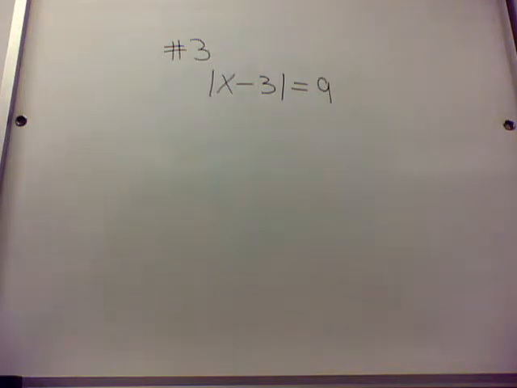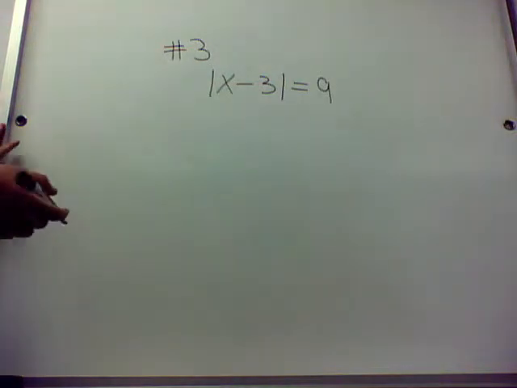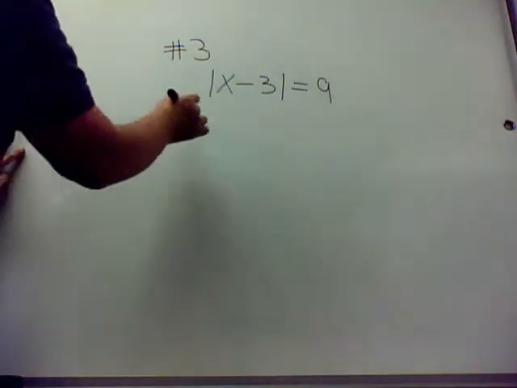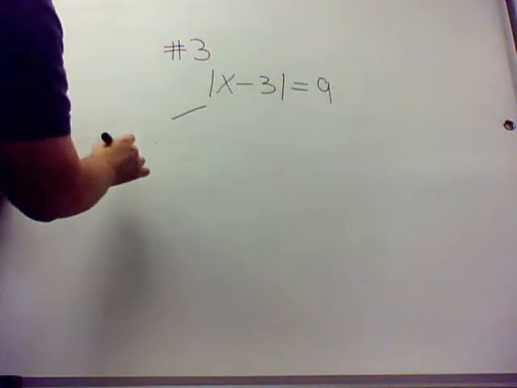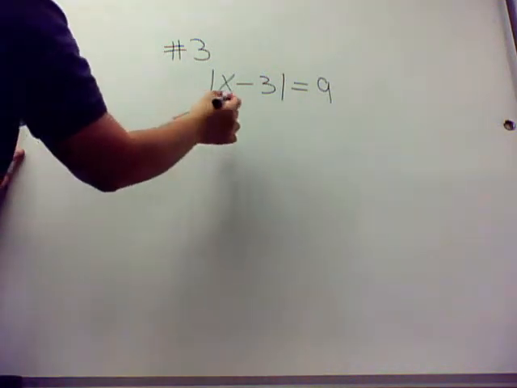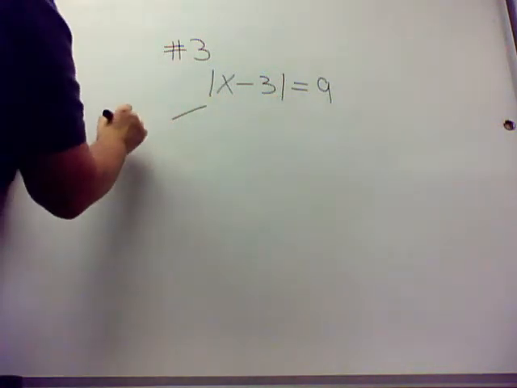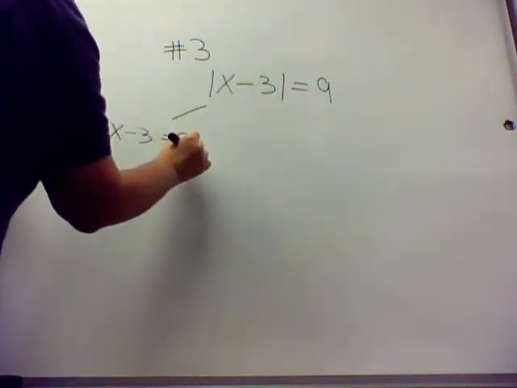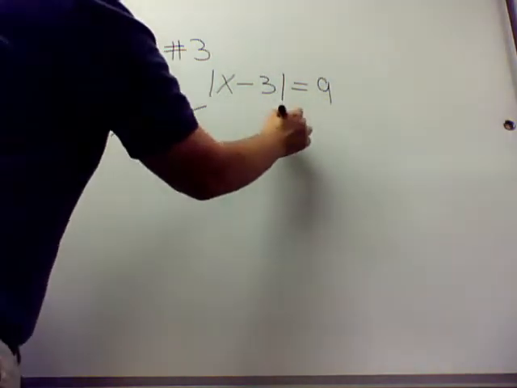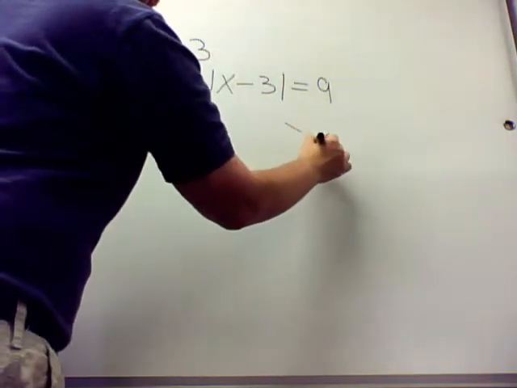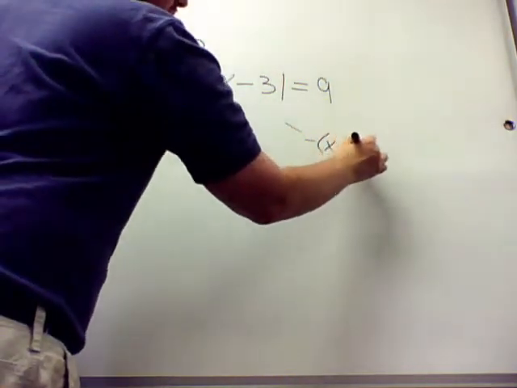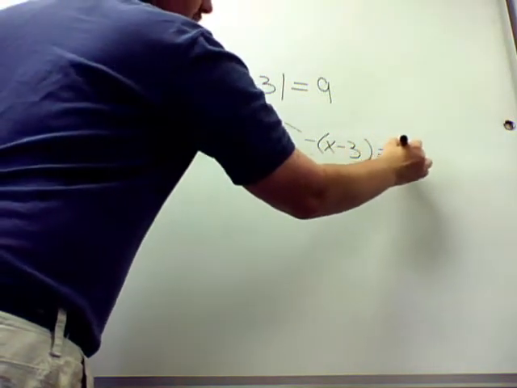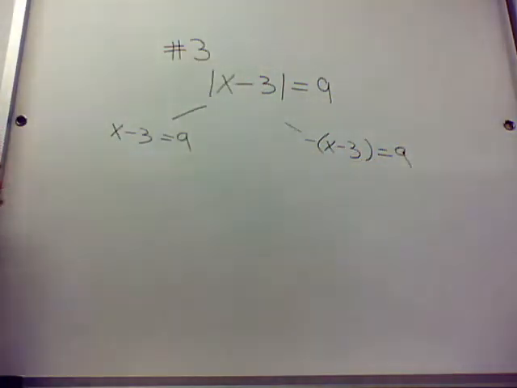Absolute values. Dun dun dun. It's not really that hard. You just got to remember that for any absolute value, you have two answers, a positive and a negative. So over here, we'll break this up into the positive answer, which is virtually just the same as rewriting it. So x minus 3 equals 9. The negative answer is the negative of x minus 3 equals 9. I'm solving two different equations, and it gives you two different answers.